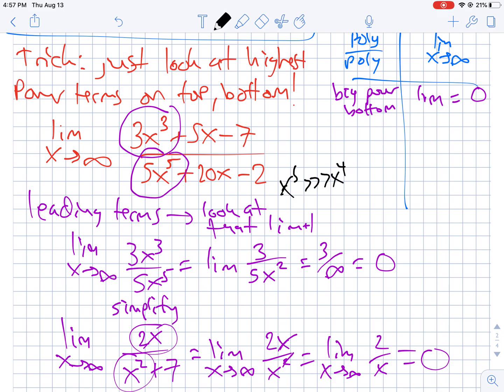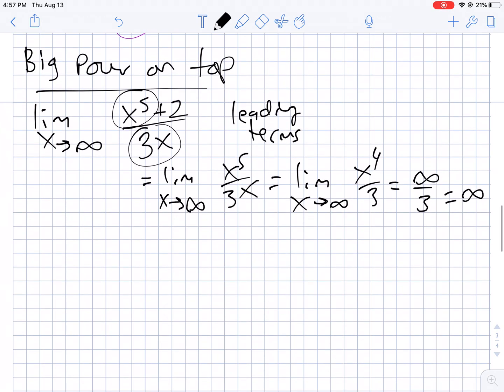If you do 1,000 to the 5th compared to 1,000 to the 4, a million to the 5th compared to a million to the 4, the x to the 4 term is just completely insignificant. And that's why this works if you're curious. Okay, let's look at one more example.